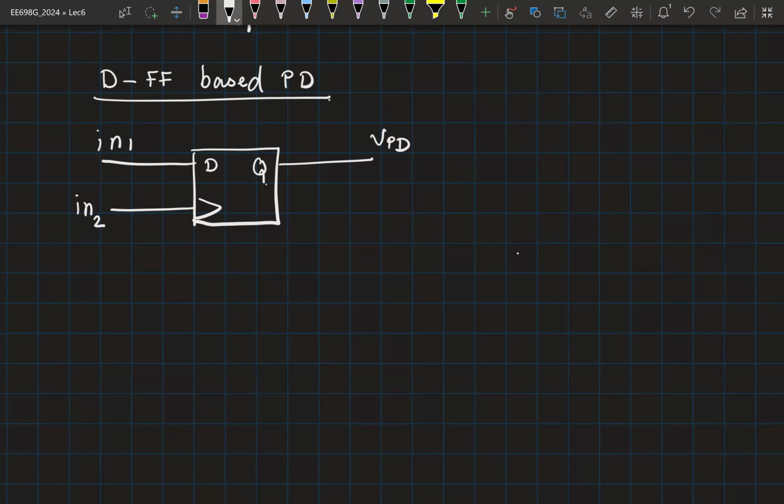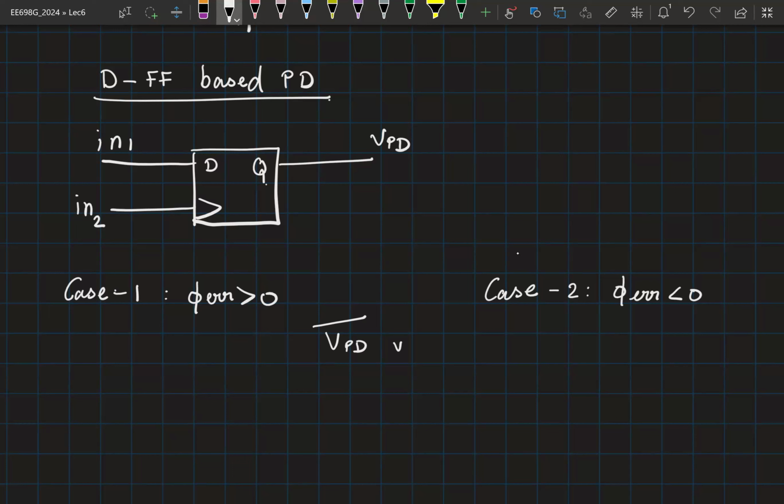Right? So can you quickly sketch for two cases? Case 1, where phase error is greater than 0. Case 2, where phase error is lesser than 0. And then sketch the VPD average versus phase error plot.